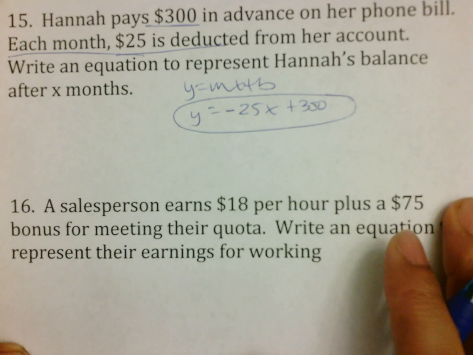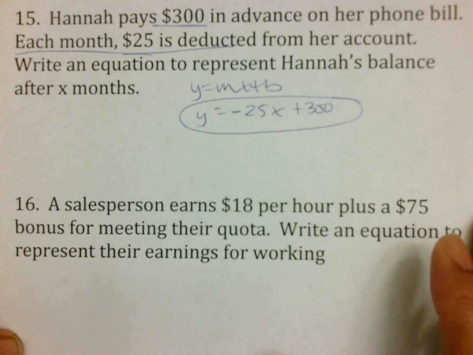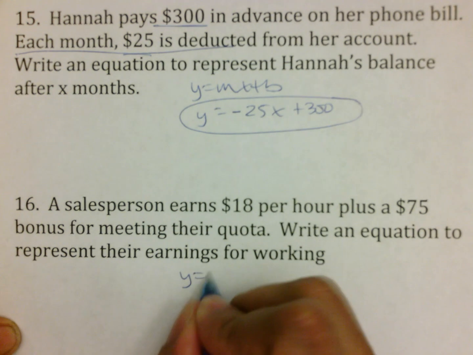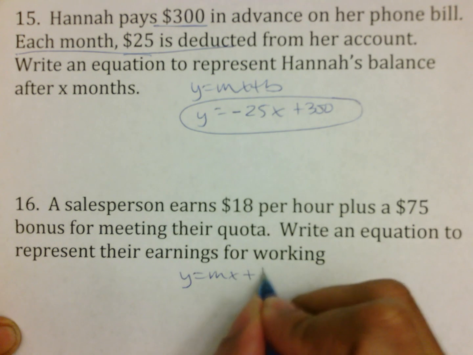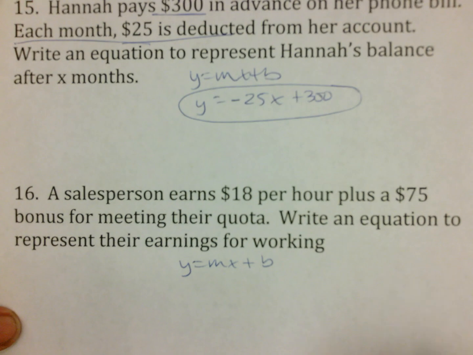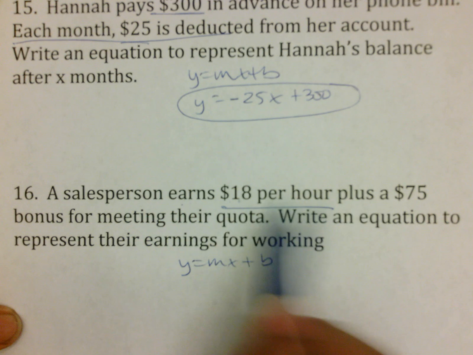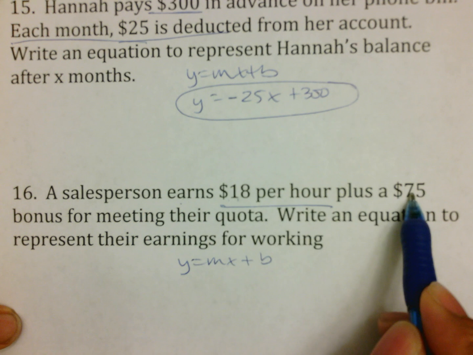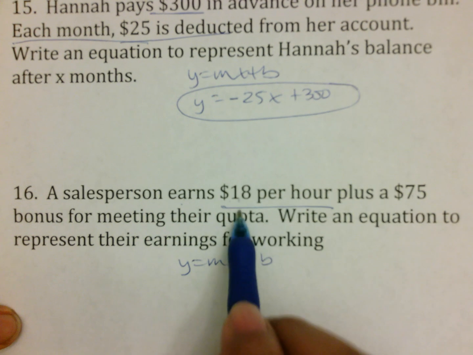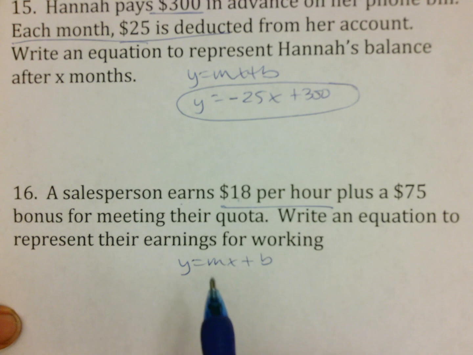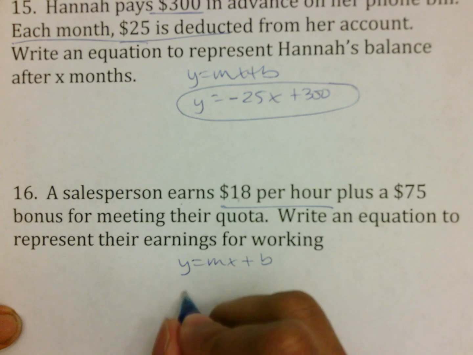A salesperson earns $18 per hour plus a $75 bonus for meeting their quota. Write an equation to represent the earnings for working. Again, we recognize that we have two numbers, so we're looking at y equals mx plus b. We have $18 per hour, which is earned, and the 75 is what they get for making their quota, which is their goal for the day. So 18 per hour plus $75 bonus for meeting the quota means that 18 is obviously your m.